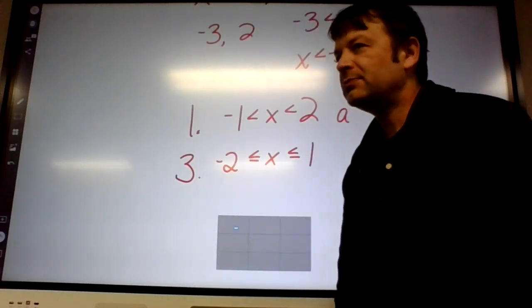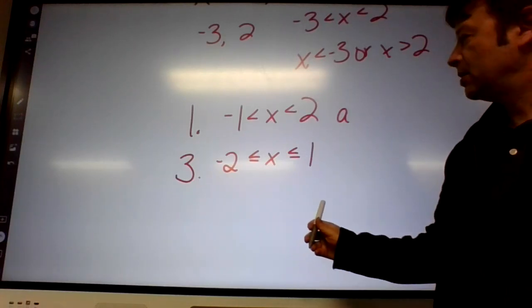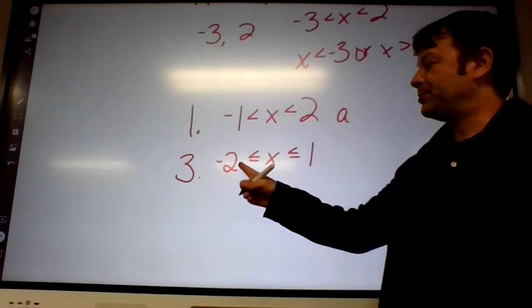I have a question. Where did it get the algebra from? That's one of the options. Oh, you have to look at the graph and see which one matches.